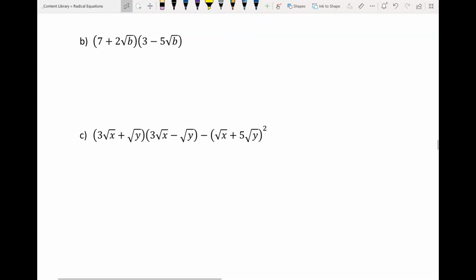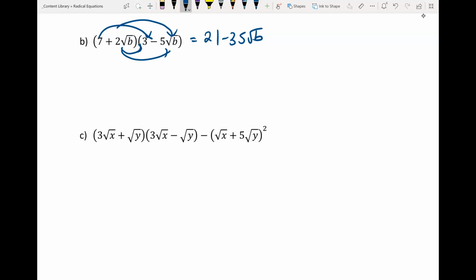Moving on to B, so we're going to multiply again by using our rainbows or FOIL. So 7 times 3 is 21. 7 times negative 5 root b, that's negative 35 root b. 2 root b times 3 is positive 6 root b. And lastly, 2 root b times negative 5 root b is negative 10. b multiplied by b is b squared.